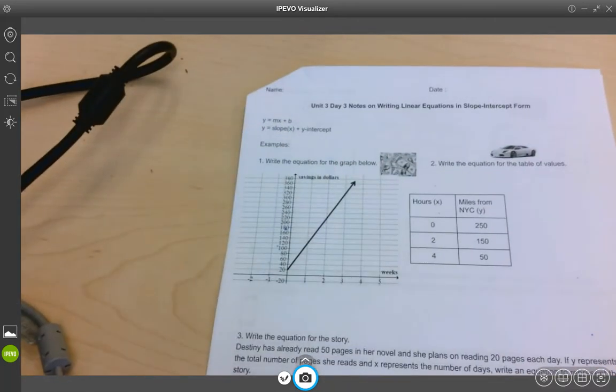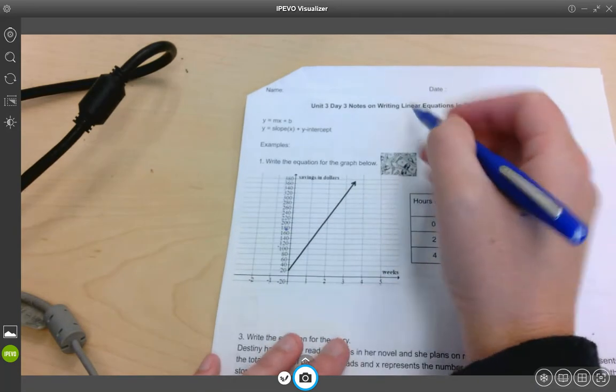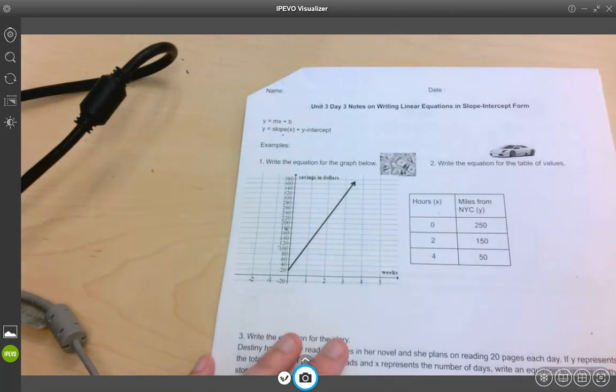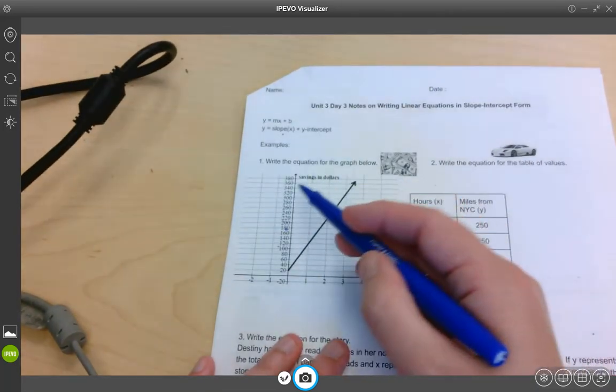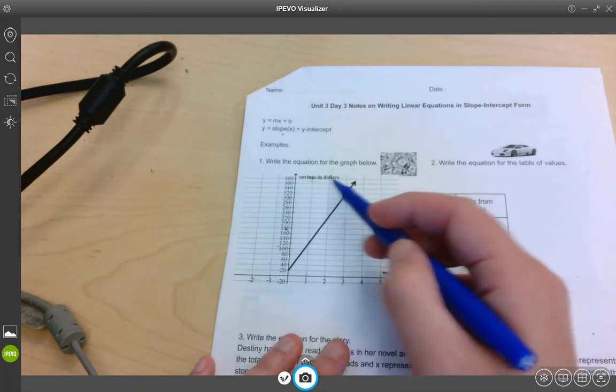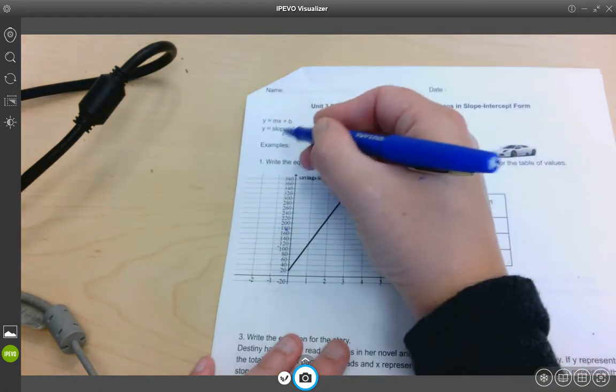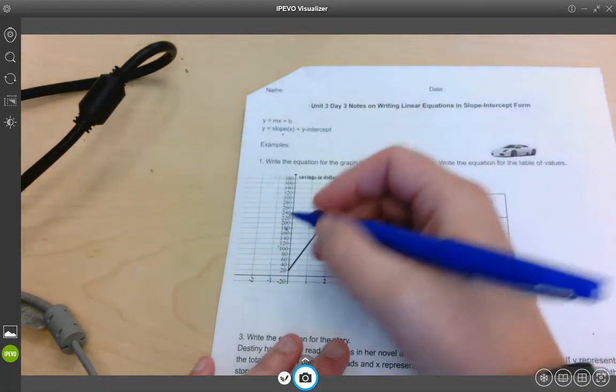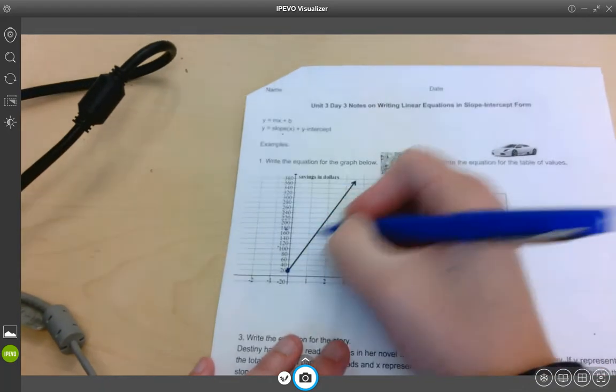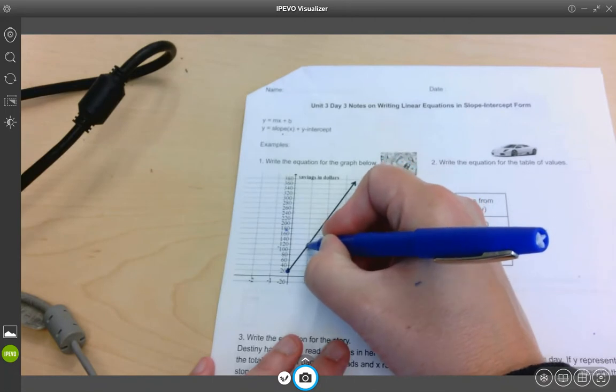Okay, so we're going to go through the 3 examples at the top. To write the equation of a line, you need the slope and you need the y-intercept. So if I want to write this equation to describe my savings in dollars in terms of the number of weeks, I need the slope. For the slope, you can choose any 2 points on the line. So let's choose these 2.